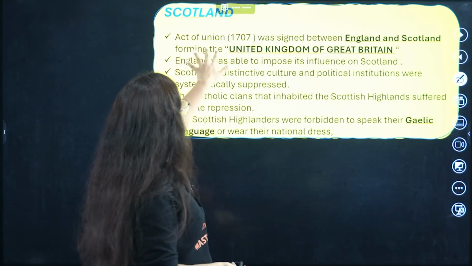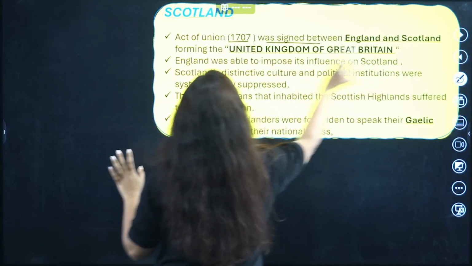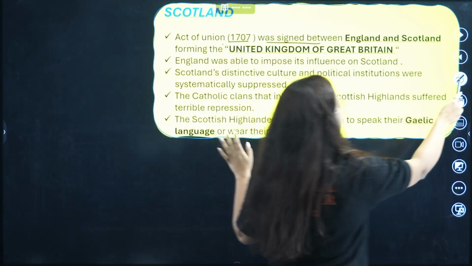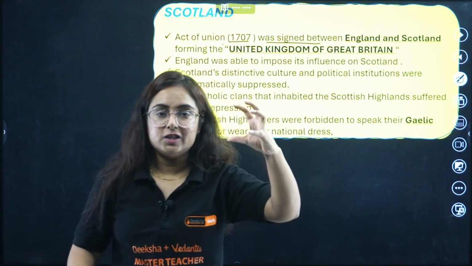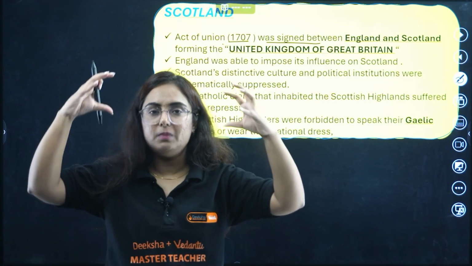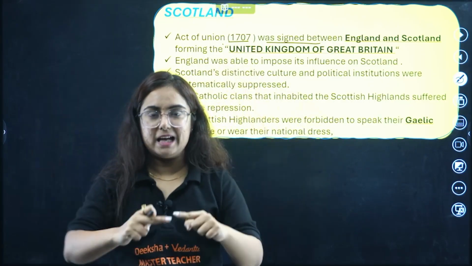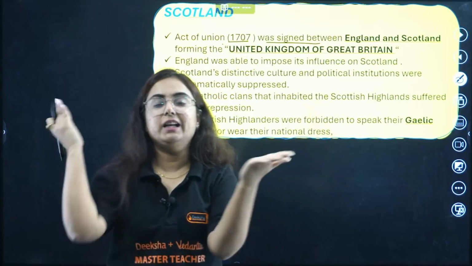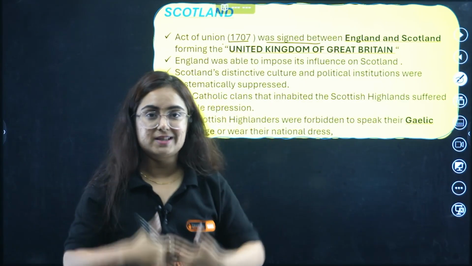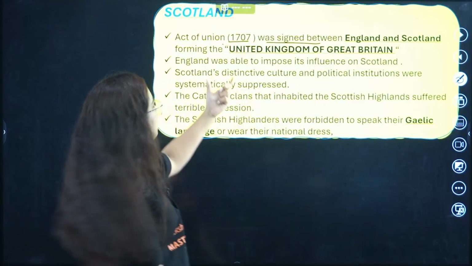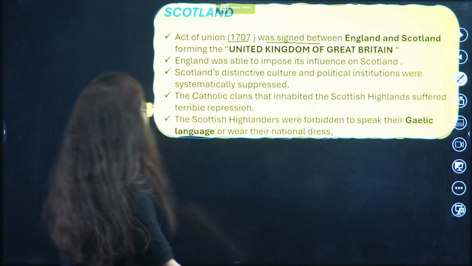So, the Act of Union in the year 1707 was signed between England and Scotland, forming the United Kingdom of Great Britain. Why are we calling it United Kingdom? English means England, Scottish means Scotland, they came together by the Act of Union and became one territory. Now the United Kingdom was formed, that means UK. And they are now referring to themselves as Great Britain. So here comes the term United Kingdom of Great Britain. Getting my point?